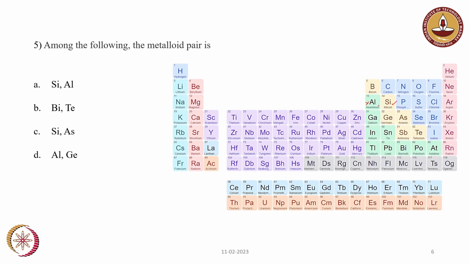And next one is bismuth and tellurium. Bismuth is a metal and tellurium is a metalloid. Given silicon and arsenic, both are metalloids. And the last one was aluminum and germanium. Germanium is a metalloid, but aluminum is a metal. So the option is C, where silicon and arsenic are the metalloid pair.